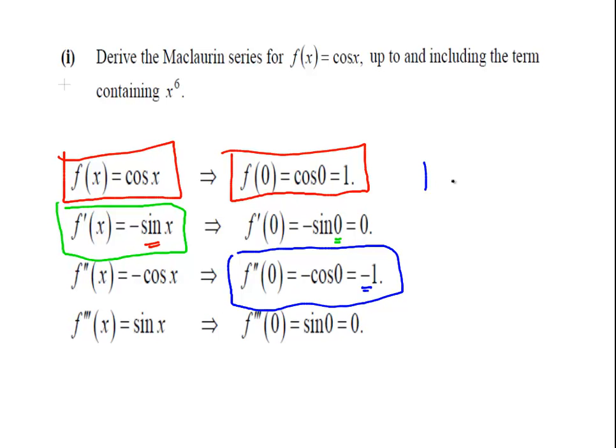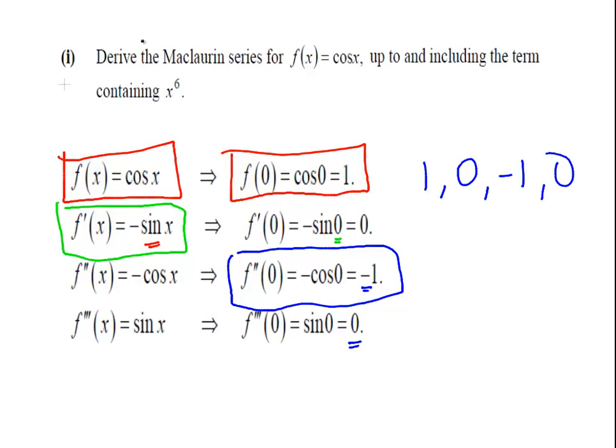To emphasize, we're starting a bit of a pattern here: 0, 1, 0, minus 1. If we differentiate minus cos x again, we get sin x, since the derivative of cos x is minus sin x, so the derivative of the negative of cos x is sin x. Evaluating sin x at 0, we get 0. So the third derivative of the function evaluated at 0 is sine of 0 equals 0.